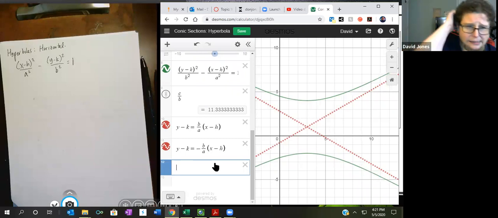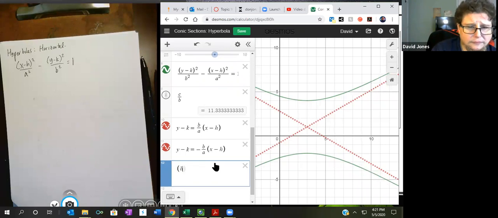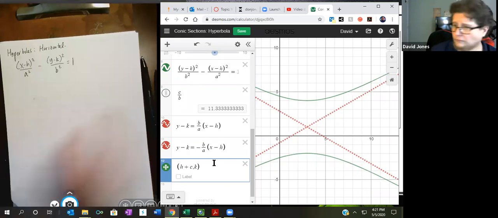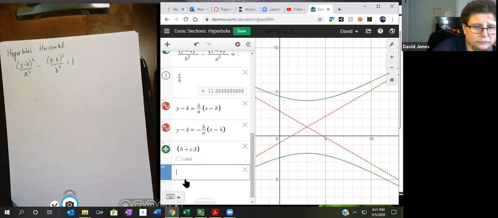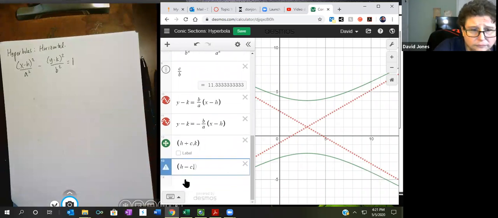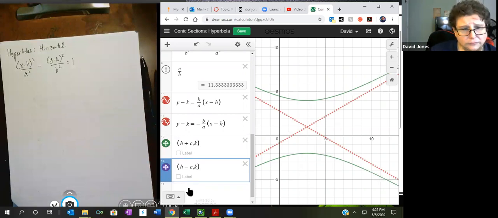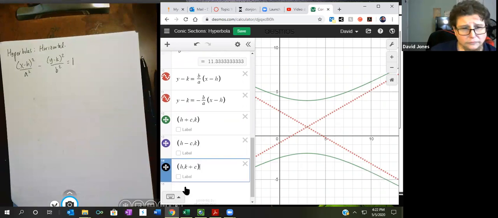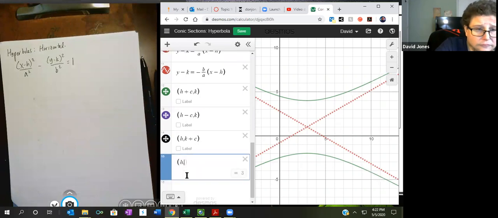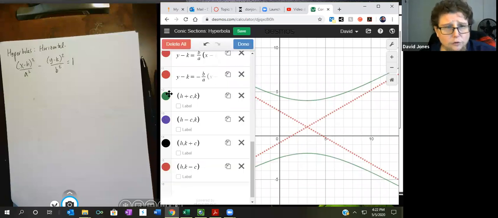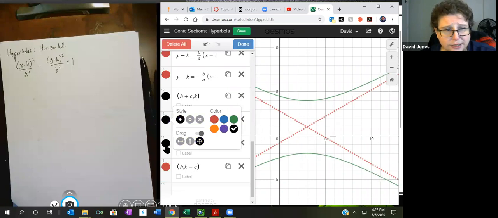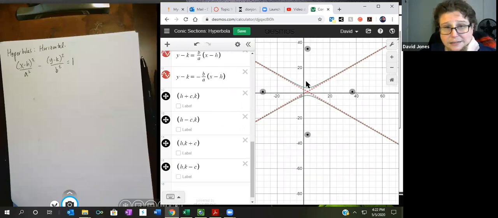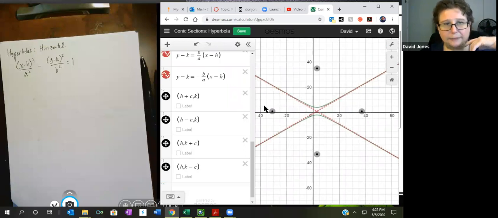Maybe we should throw in the foci. H plus... We'll make those all black, so they look a little bit like our asymptotes or our foci on the ellipses. And they can get quite a ways away. Okay.